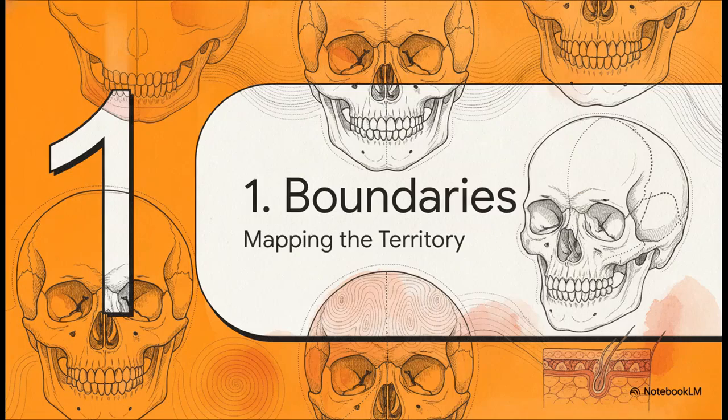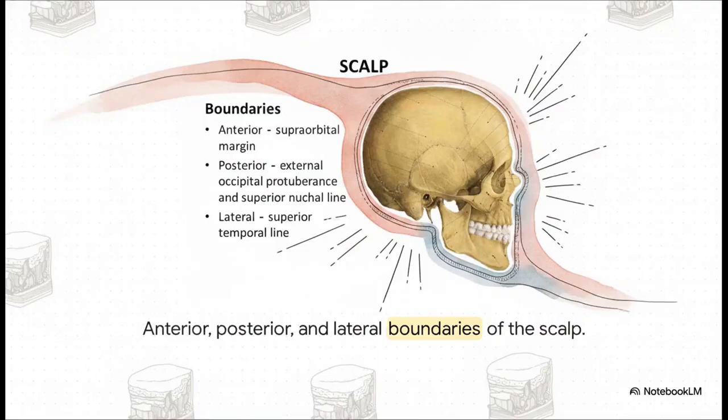Okay, Section 1, Boundaries of the Scalp. Let's map out our territory. If you look at the lateral side of the skull here, you can actually trace the exact edges of the scalp. Anteriorly, it extends right up to the supraorbital margin, so right above your eye sockets. Posteriorly, it wraps all the way back to the external occipital protuberance and the superior nuchal lines on the back of the skull. And laterally, on both sides, the border is clearly defined by the superior temporal lines. So that's our canvas for today.